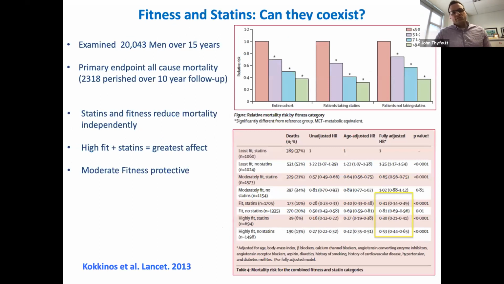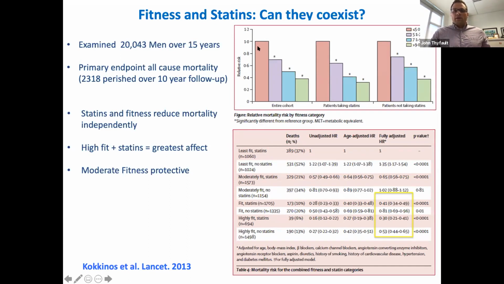I want to highlight that there is really good data that fitness and statins can coexist. This is a study from Kokkinos published in Lancet in 2013. This was collected in the VA population in California, where they've done a whole bunch of aerobic capacity testing over the years. This is data that can be interpreted however you want. They have 20,000 men over 15 years. They looked at mortality over a 10-year follow-up. They showed that statins and fitness both reduce mortality independently. The high fit people on a statin had the greatest protection, and moderate fitness was also independently protective for mortality.